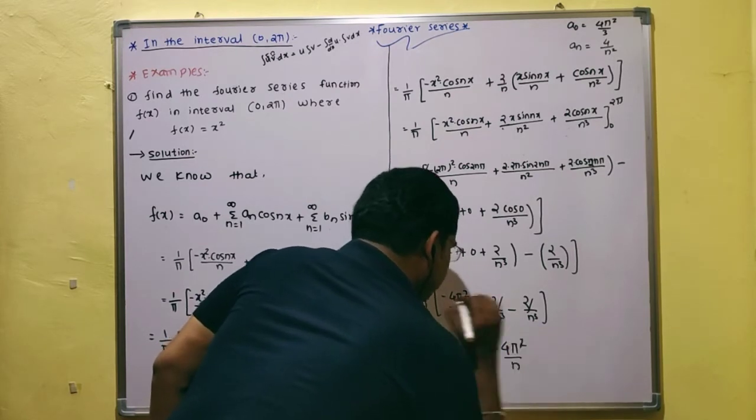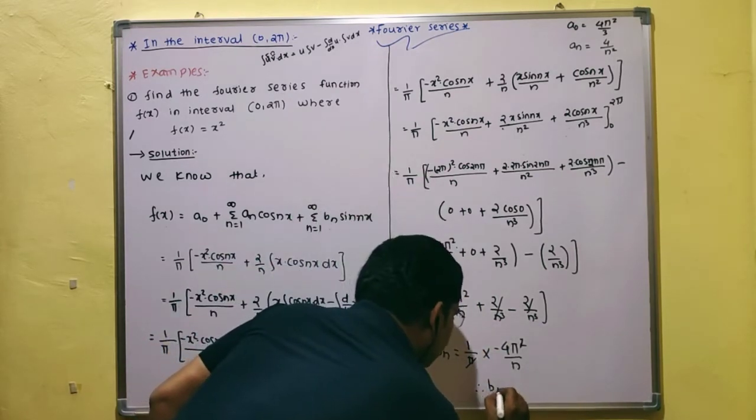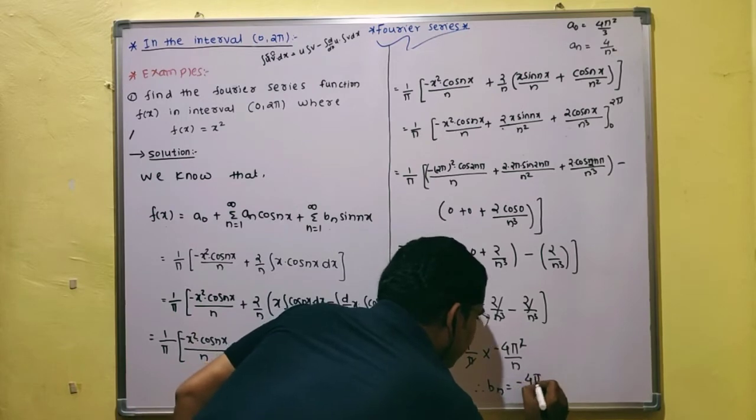This pi cancels with each other. Therefore, Bn is equal to minus 4 pi upon n.